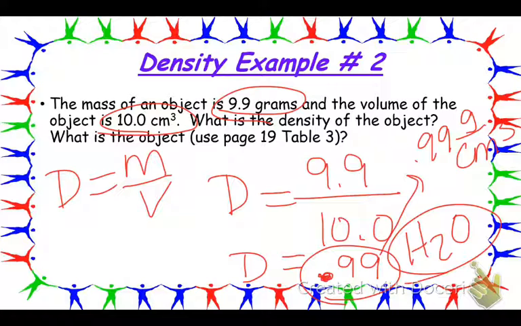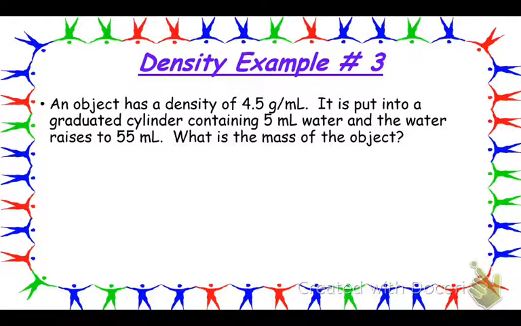All right, last one. Density, example 3. An object has a density of 4.5 grams per milliliter. It is put into a graduated cylinder containing 5 milliliters of water, and the water raises to 55 milliliters. What's the mass of the object?